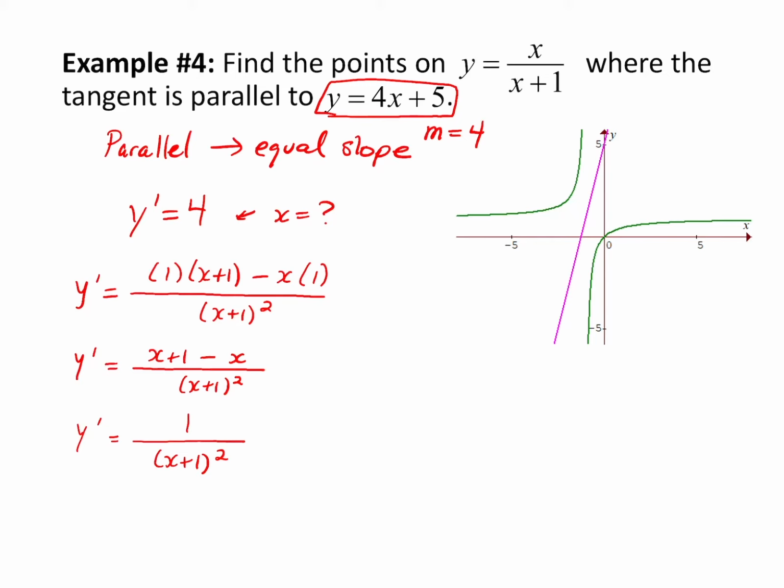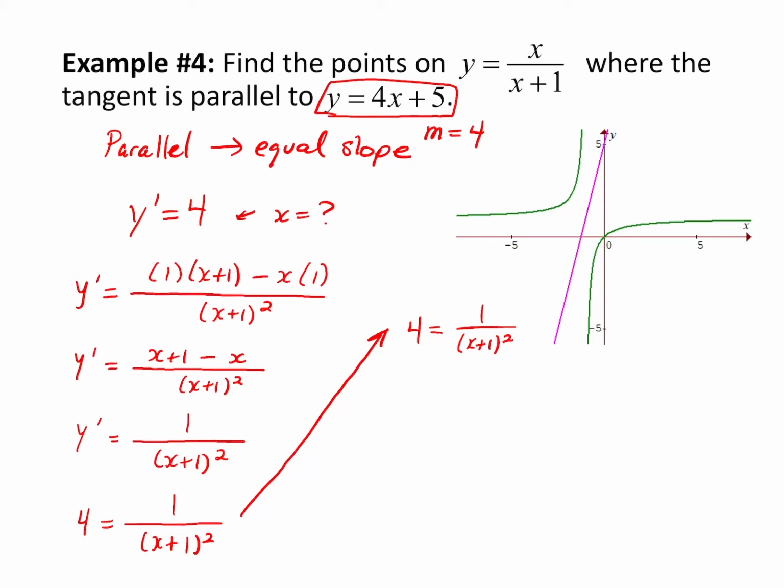So we want to now say, instead of equaling 0 like we did in the last one, we now want to find where this is equal to 4. So that means we need to solve this equation. So we have 4 equals 1 over x plus 1 squared. So moving up here to solve the equation, we want to get the x out of the denominator.